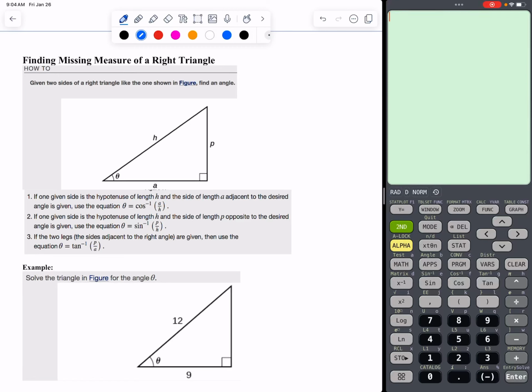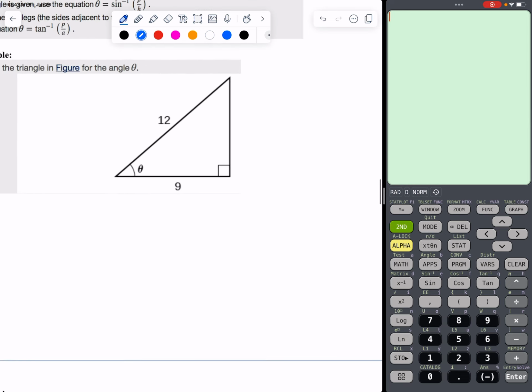This video will begin to discuss how to find missing measures of a right triangle using inverse trig functions. So I have a how-to there with steps if you would like to use it. I'm not a step person, but if you would like to read that, please do it. We're going to start with just the example and work from there.